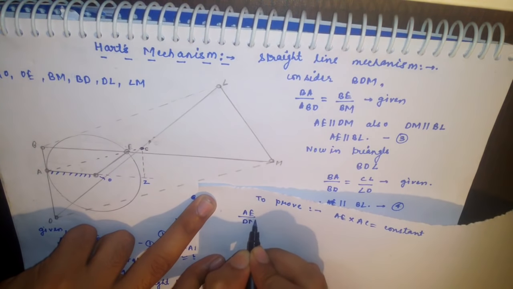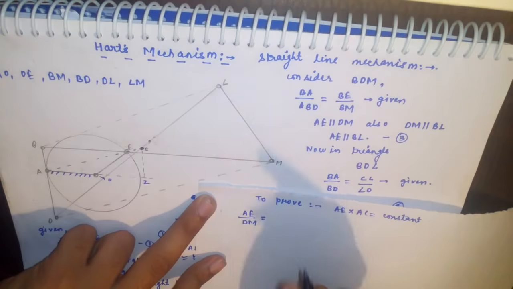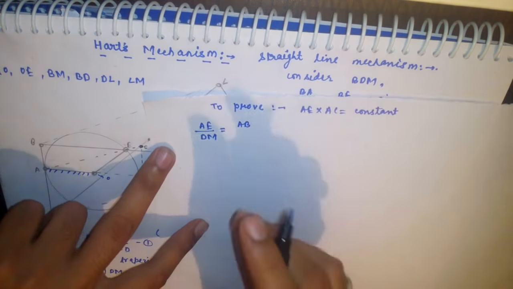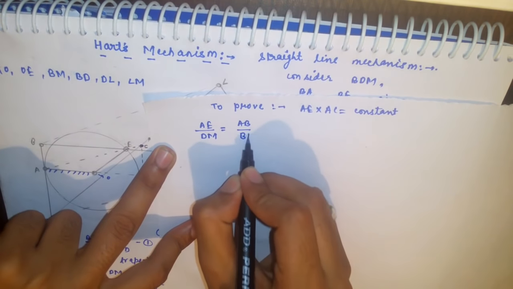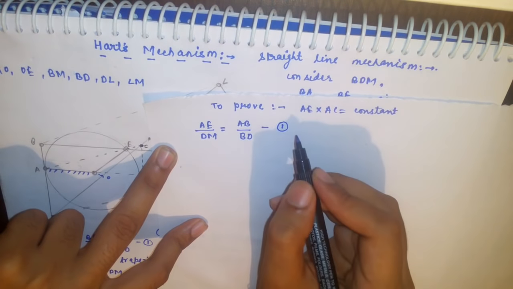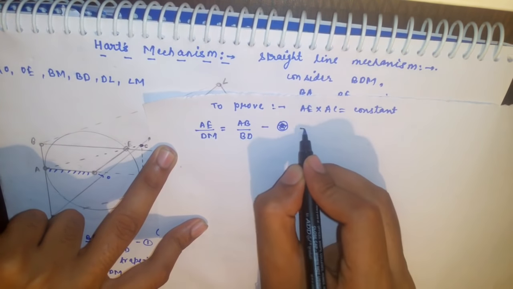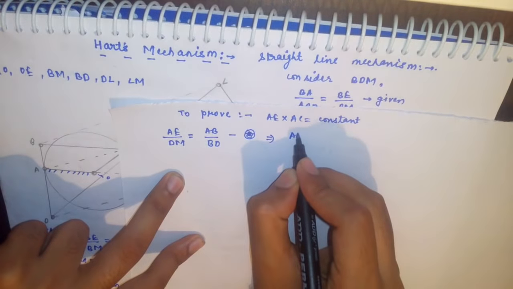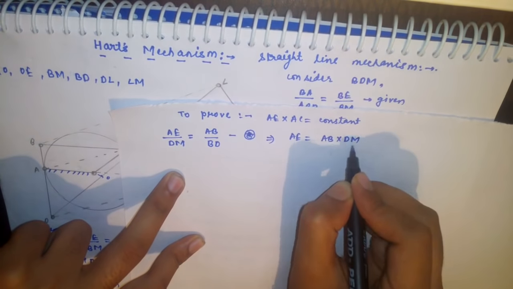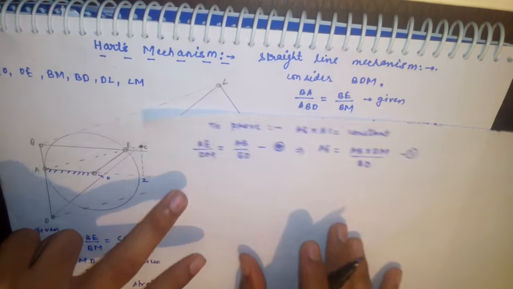Upon DM, this will be equal to AB upon BD. This is our first equation. Oh, sorry, not this, this is the first. So AE is equal to AB into DM upon BD. This is the first equation.